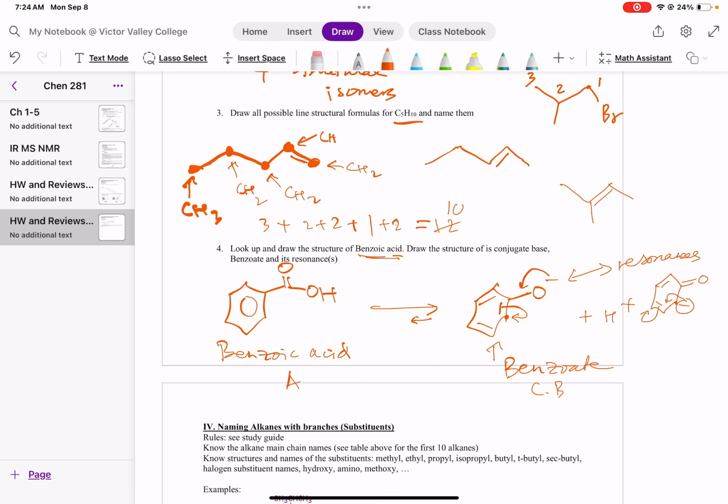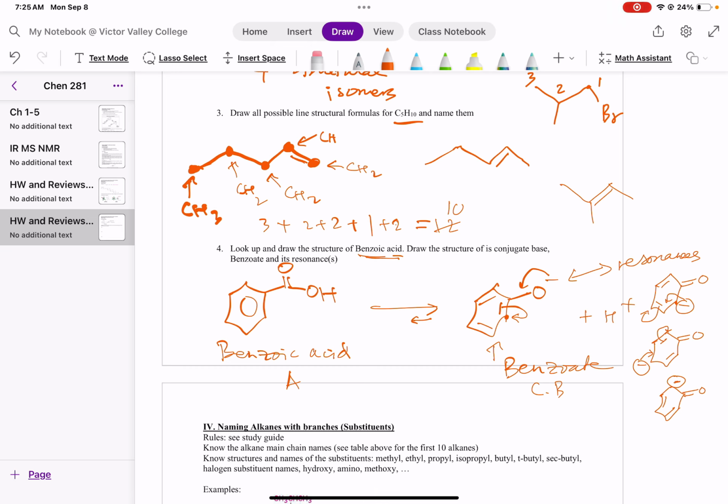And then you can keep going from there. Make that into a minus. So you got yourself another resonance, and if you do it again, you get yourself another resonance. There you go. That should be it, okay? So those are the resonances. All right.